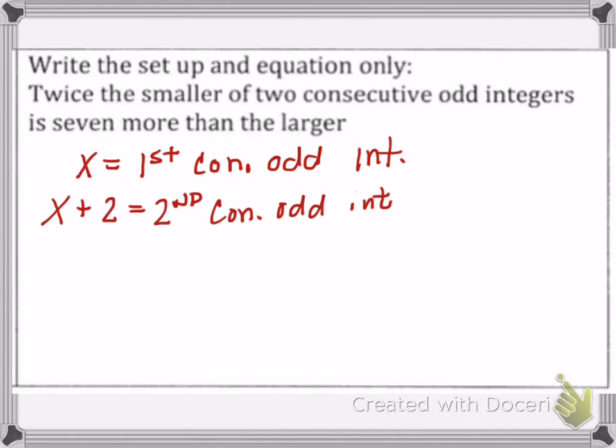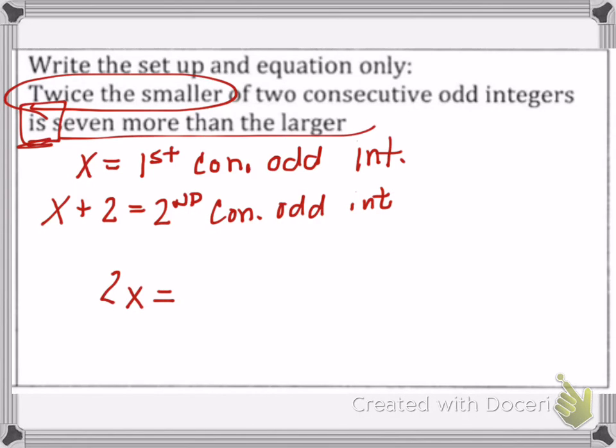Twice the smaller of 2 consecutive odd integers is 7 more than the larger. Again, we'll set the first consecutive odd integer as x, and then the second is x plus 2, because with the odd numbers we're also skipping one in between. And so twice the smaller would be 2x. That's your equals, and 7 more than the larger would be x plus 2 plus 7.